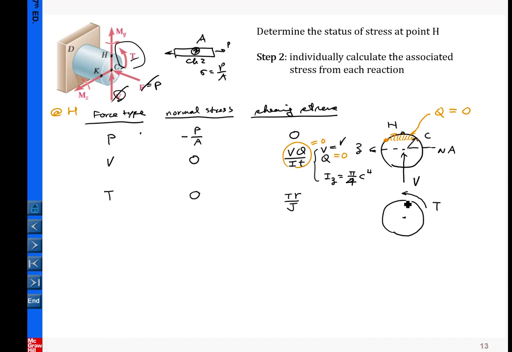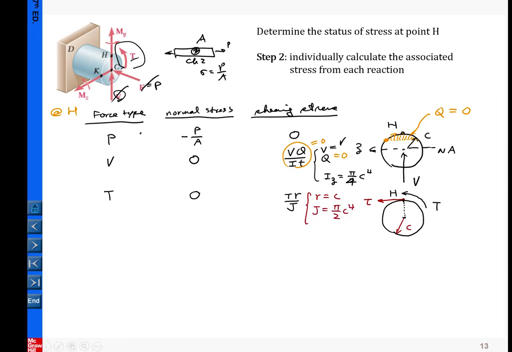So again, here is where H is located. Here we connect from H to the center, and then from there we draw a tangent to H, in the direction aligned with the circulation of T. So that gives us the torque. And what is R? Here R is simply equal to the radius C, and J equals pi over 2 C to the 4th power.